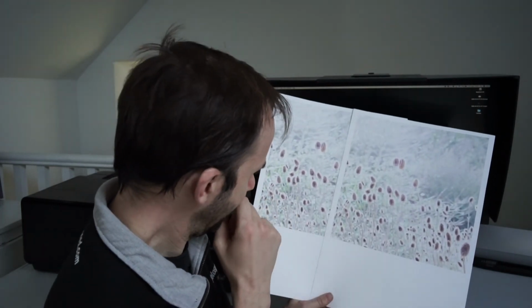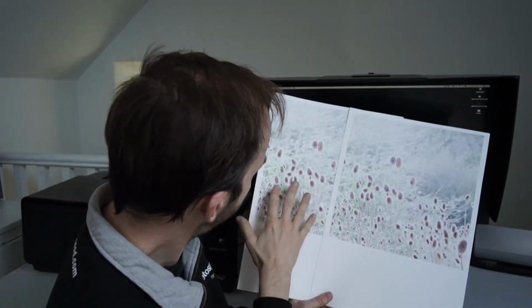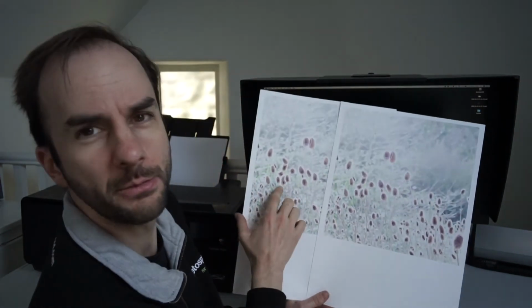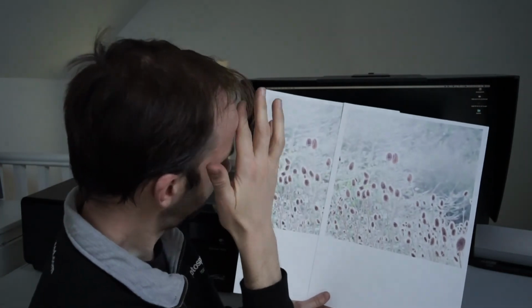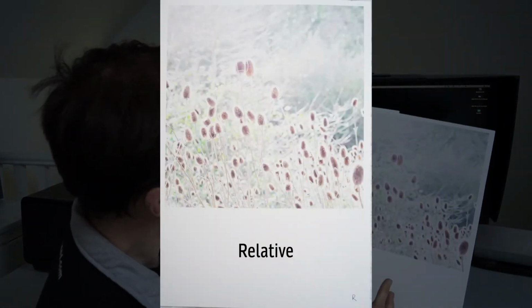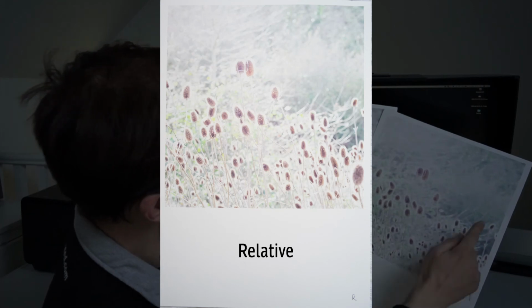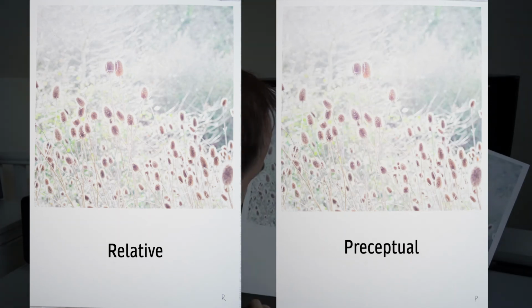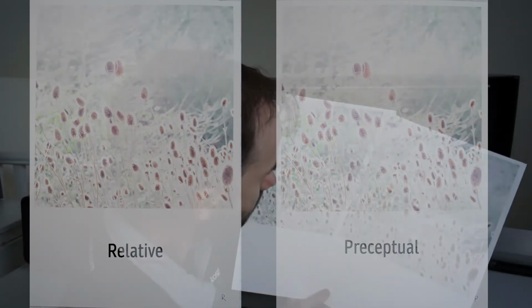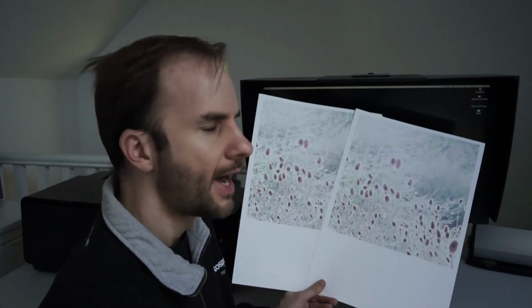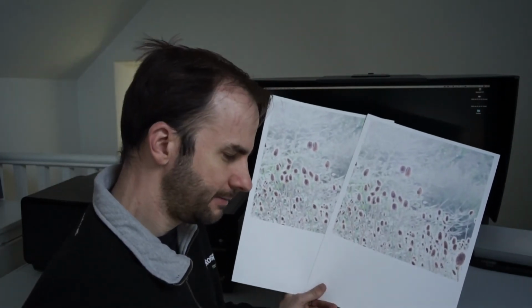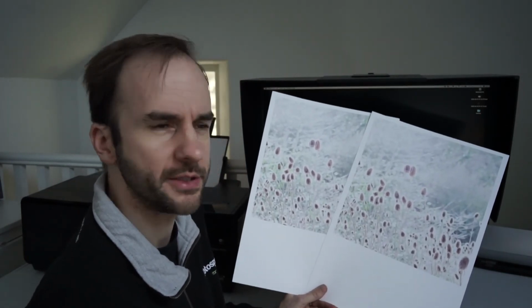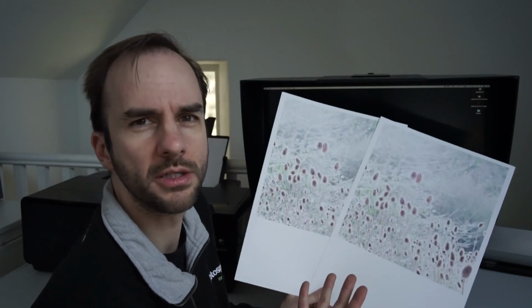So now what I immediately notice is the relative over this side here does have a little bit more detail in the heads of these plants here, but I do prefer the background a little bit more on the perceptual. So I'm kind of torn, and this brings me to my big point with rendering intent. It comes down to personal preference. There's no right or wrong answer for this.